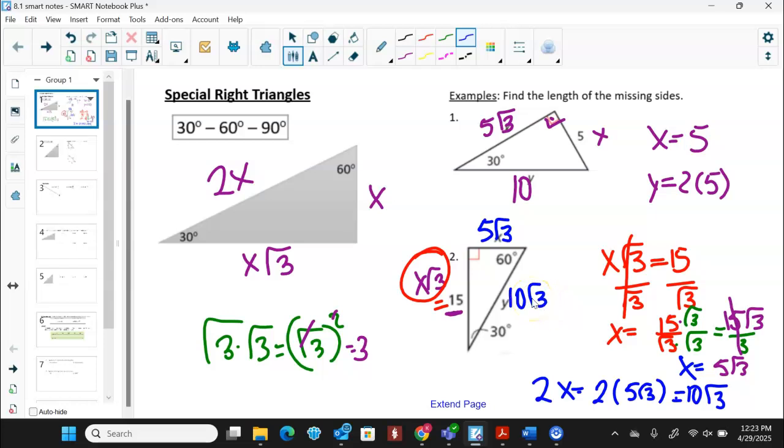So that's just a reminder of how to do a 30-60-90 triangle. Again, that's a set formula. The hypotenuse is always 2 times the value of x. The short leg is always the value of x. And then this length is always going to be x root 3. So you're basically just finding x and then filling out the rest of the lengths.